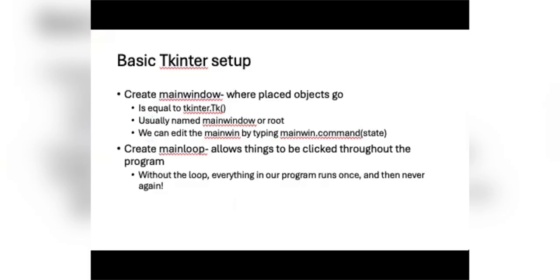Next, let's do some basic things to set up our Tkinter window. Let's first create our main window where we place all of our objects such as buttons, text fields, menus, entry fields, and so on and so forth. We'll then create our main loop, which allows things to be clicked throughout the program. Without mainloop, things can only be clicked once or may not even work at all. Let's set these up quickly now in the code.